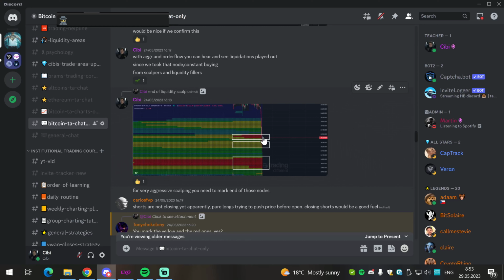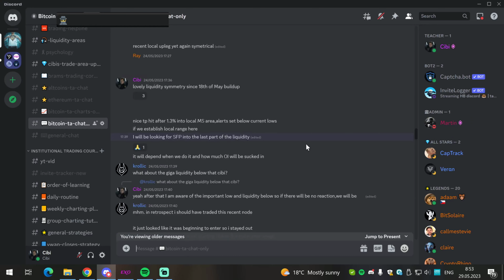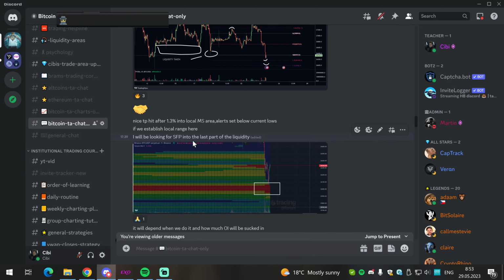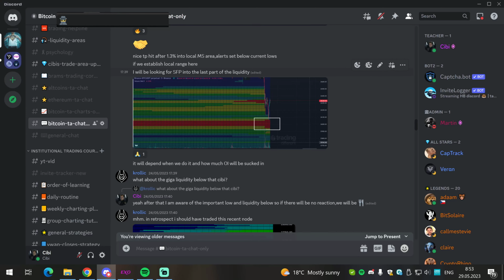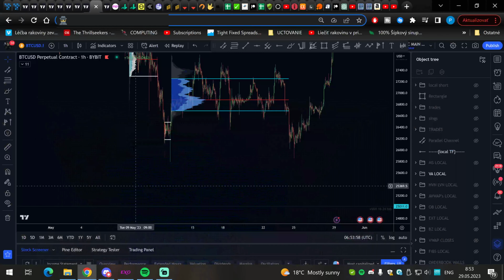So we were ranging above this major liquidity node, and I was already saying that for very aggressive scalping you need to mark the end of those nodes, because someone was asking. Yeah, let's go further. And here was my main liquidity trade idea outlined. So I will be looking for a swing failure pattern into the last part of the liquidity. It will depend when we do it and how much open interest will be sucked in. Okay. Let's go there.